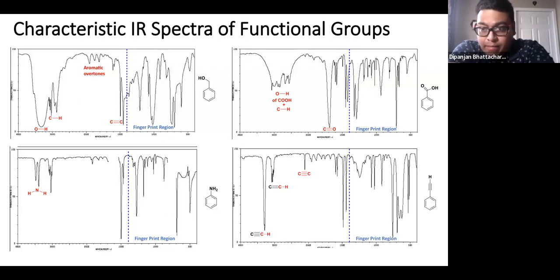One last example I have is this acetylene, with some specific appearances that I highlighted here. C triple bond C, that's around 2200. C triple bond C hydrogen, that is around 3300, a pretty sharp peak. And C double bond C hydrogen, which is around 3000.